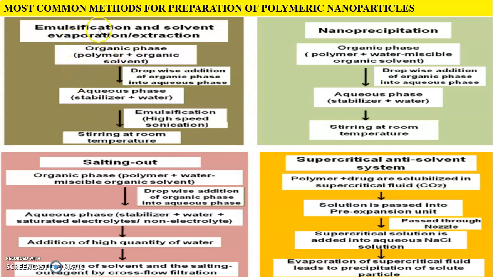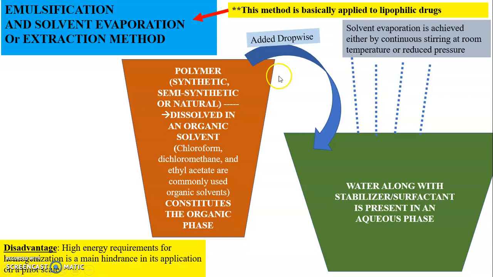Now, as you can see in the very first method, that is the emulsification and solvent evaporation or extraction method, this method basically depends upon the phase separation coacervation technique. As you can see, the first phase contains the organic phase, and the second phase is the aqueous phase. The organic phase contains the polymer which is dissolved in an organic solvent. There are various categories of organic solvent like chloroform, dichloromethane, ethyl acetate. These are the common organic solvents that are used for the preparation of this organic phase.